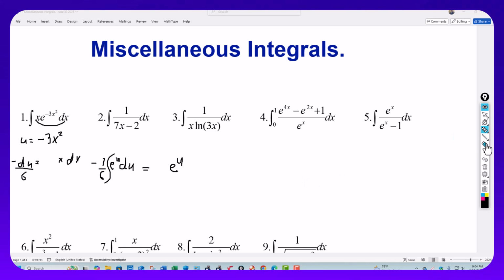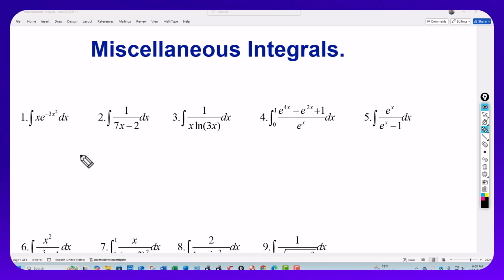But let's go back to the original variable here. u is minus 3x squared. With the minus 1/6 as the coefficient, plus the constant of integration. So the answer to the first one here is minus 1/6 of e to the negative 3x squared, plus c. Well, that's the answer for the first one.